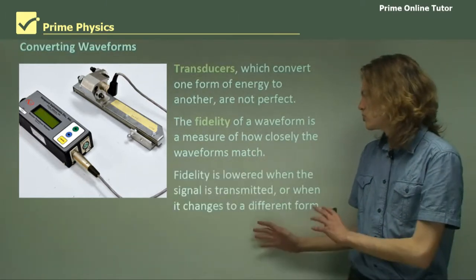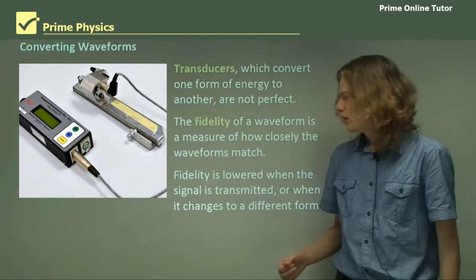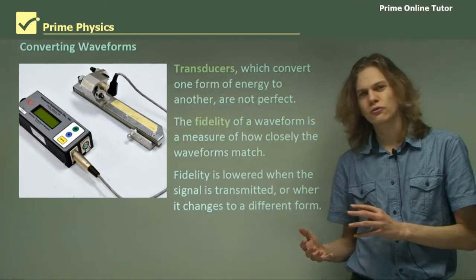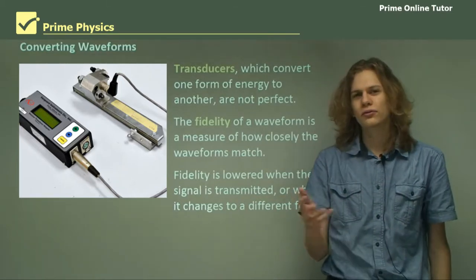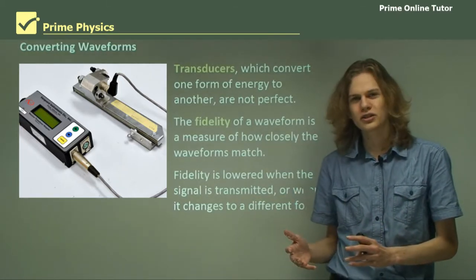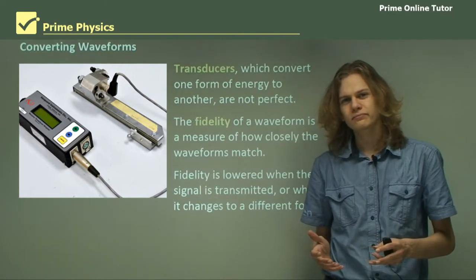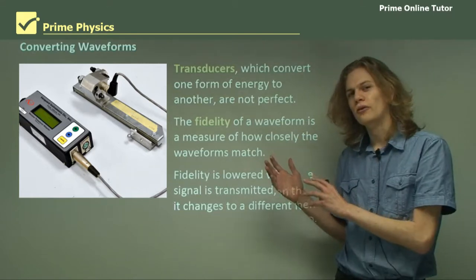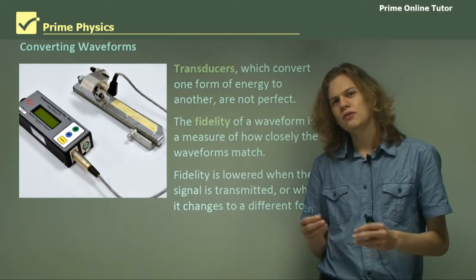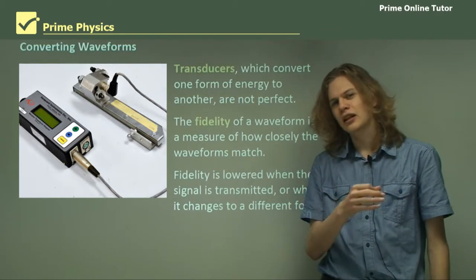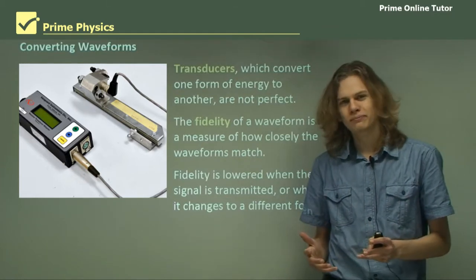So fidelity is lowered whenever we transmit the signal, or whenever we try to transform it into a different form. That means that if we have to send a signal through a longer distance or through more different changes and conversions between energy types, we end up with a lower fidelity signal, right? This is particularly important for an analog signal, that is one that varies smoothly and continuously, because even if you make one tiny mistake, that'll be encoded in the analog wave. There's no room for error.